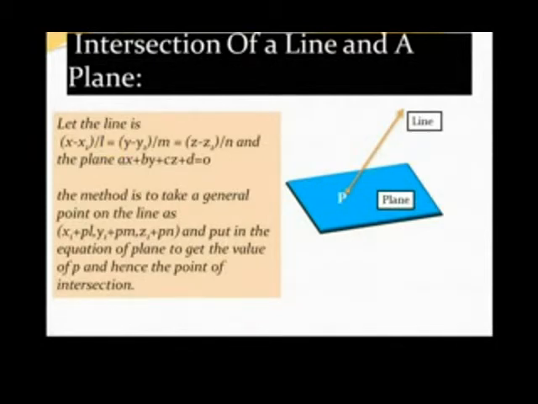Now, once again, if we say that (x minus x1)/l is equal to (y minus y1)/m equal to (z minus z1)/n is the equation of any line, and the equation of plane is ax plus by plus cz plus t equal to 0, and we have to find the intersection of this line and the plane, then what we do is we take any general point on this line. Let this be equal to P. So, any general point on this line would be x1 plus pl, y1 plus pm and z1 plus pn. Now, this point P also lies on this plane. So, satisfying this point in this equation of plane, we get the value of p, and hence we get the coordinates of the point P.